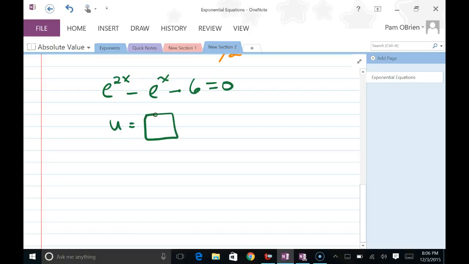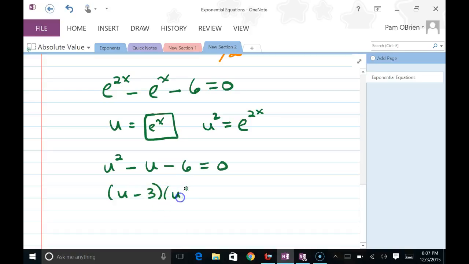Well, if I let u equal e to the x, then u squared will be e to the x times e to the x, which is e to the 2x. So I can rewrite the original problem, e to the 2x as u squared, minus e to the x, which is u, minus 6, which equals 0. When I factor this, it becomes u minus 3 times u plus 2 equals 0. So u equals 3 and u equals negative 2.